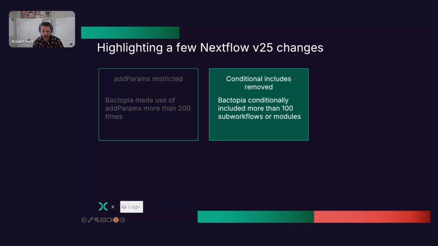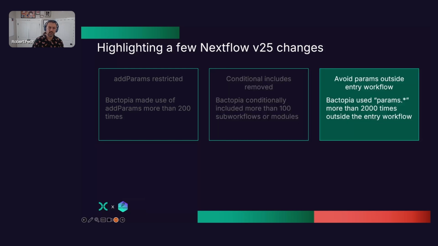Another thing I heavily abused in Bactopia, especially with Bactopia Tools, was conditionally including workflows based on some criteria. For example, all 60 Bactopia Tools were run from a single workflow. Then based on the workflow parameter, it would conditionally include the corresponding Nextflow files. I managed to make more than 100 conditional includes within Bactopia, and those would no longer work with Nextflow version 25.